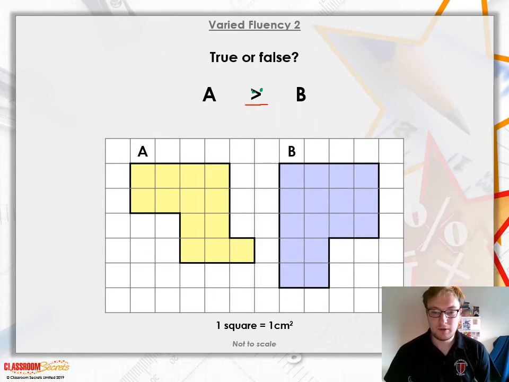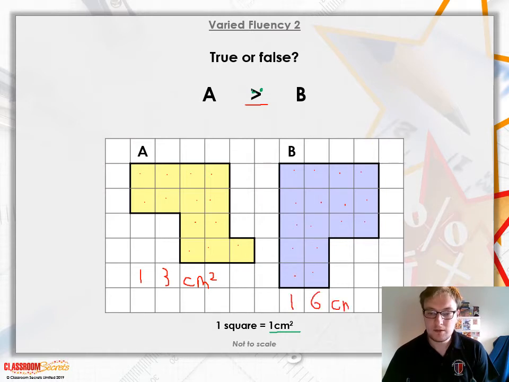Again, looking at the bottom, we've got 1 centimetre squared, so each one of these is worth 1, so we can just count 1, 2, 3, 4, 5, 6, 7, 8, 9, 10, 11, 12, 13. So A is 13 centimetre squared. B is 1, 2, 3, 4, 5, 6, 7, 9, 10, 11, 12, 13, 14, 15, 16 centimetre squared. So actually the statement at the top here would be false, and it should be A is less than B.